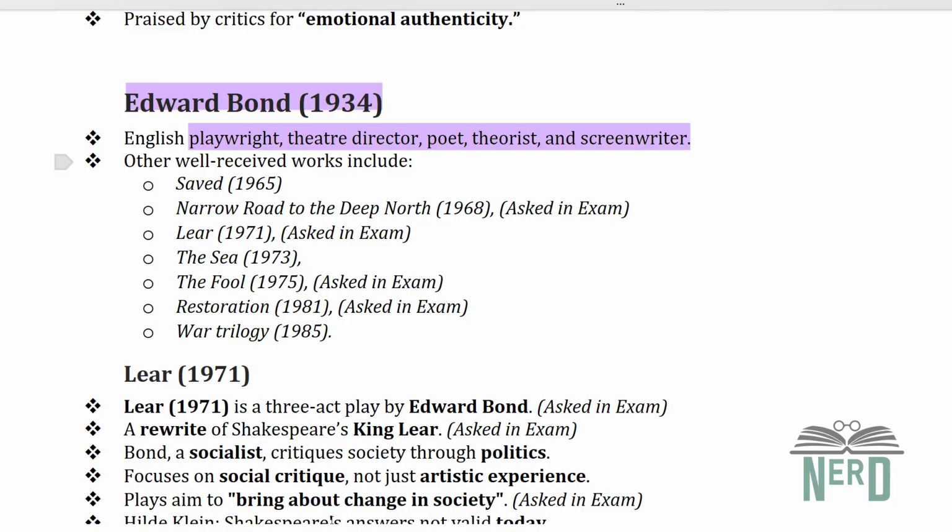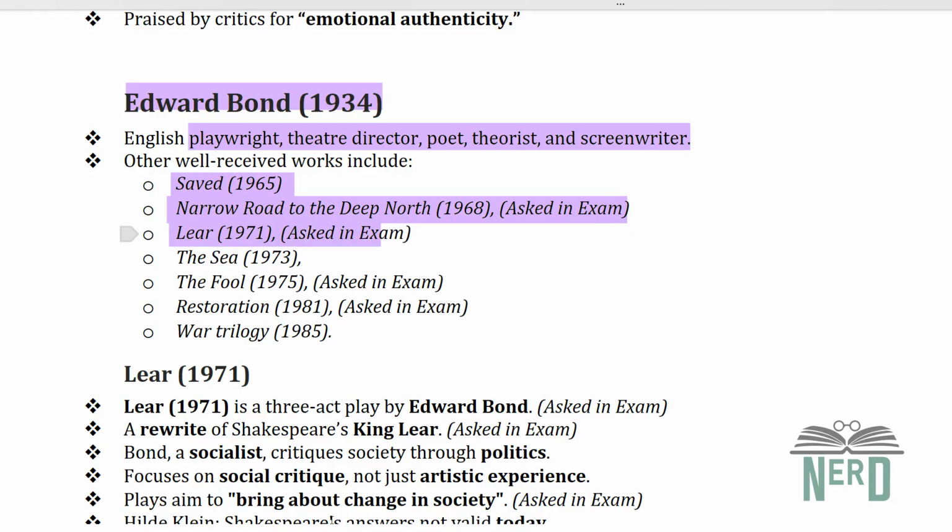He believed theatre should never merely entertain, but rather bring about change in society, a statement that has been noted in exam. Bond rose to prominence with plays that shocked audiences yet forced them to confront uncomfortable truths about violence, authority, and moral decay. His early success came with Saved in 1965, followed by Narrow Road to the Deep North in 1968. That title has been asked in exam.